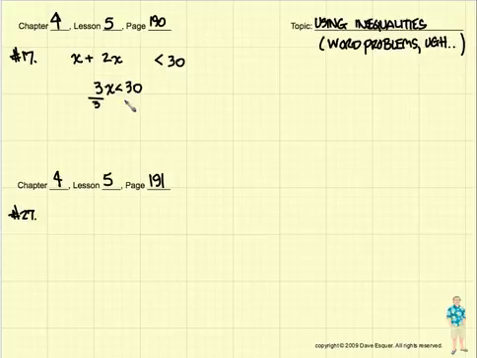Hey, it doesn't look so bad. Let's divide both sides by 3. x turns out to be less than 10. Now, x stood for an integer. x was an integer that was less than 10. Well, let's think of an integer that's less than 10. I think that integer has to be 9. It's not equal to 10, it's less than 10. So the next integer that's less than 10 is 9.